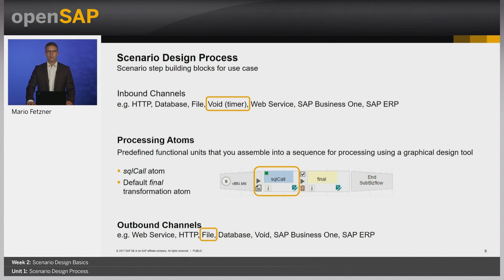The scenario will have a single step as there's just one transmission of data. Inbound is void. There is no incoming data. Instead, the step will be triggered by a timer once a day. Outbound is a delimiter separated file. The location for the file will be a shared folder at each of the customer sites. A SQL call atom is used to query the database and extract the stock levels for the items. Transformation statements will be added to the final atom XSL file to convert the query results into the outbound structure.